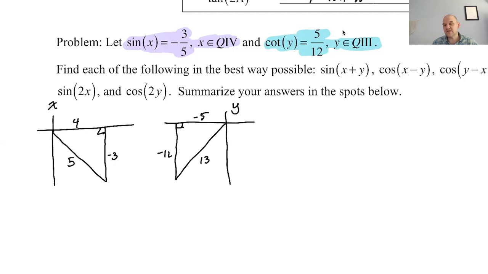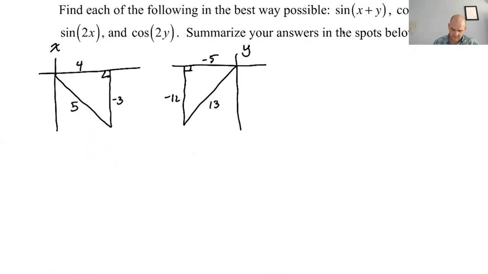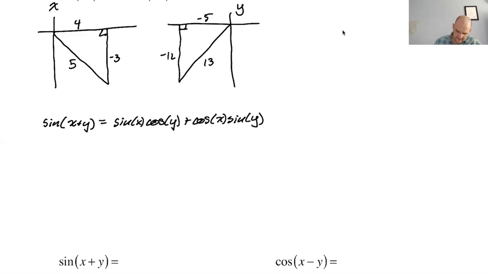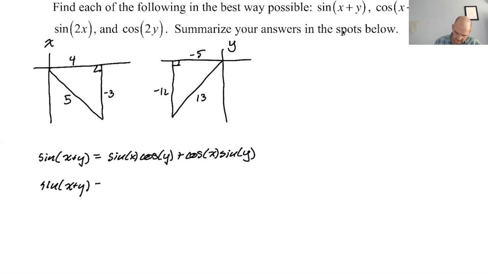So what's good about this, we can just use these to read off the things that we need. And that's why we do it the way we do it. So for example, I'm going to find the sine of x plus y. So start off by writing it out. Sine of x plus y is sine x cosine y plus cosine x sine y. All right, and then I'm going to go to my triangles, and I'm going to read these things off.